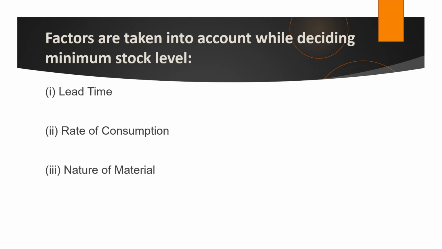Thirdly, the nature of material. If a material is required only against a special order of the consumer, then the minimum stock will not be required for such materials. Reordering level. When the quantity of materials reaches a certain level, then a fresh order is sent to procure the material again. The order is sent before the material reaches the minimum stock level.